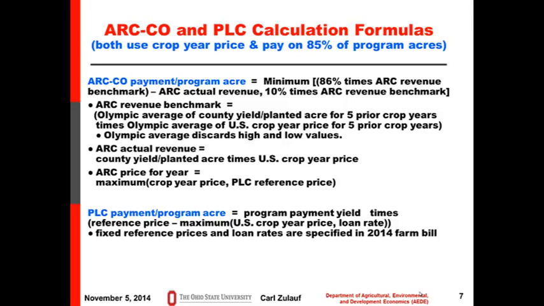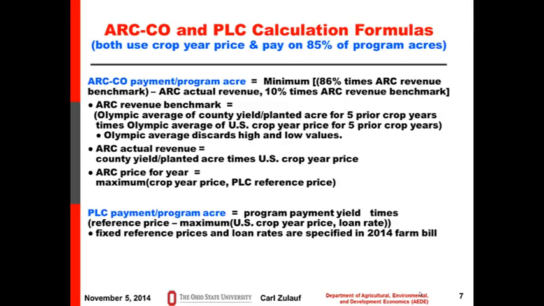Okay? The ARC-CO payment formula is what's written at the top of this page. This is the payment per program acre. Then you're only paid on 85% of those acres. It makes a payment if the county revenue is less than 86% of the benchmark revenue. And the reason the word minimum is here is because that payment can't exceed 10% times the ARC revenue benchmark. So there's a cap at 10% on the ARC-CO payment per program acre.